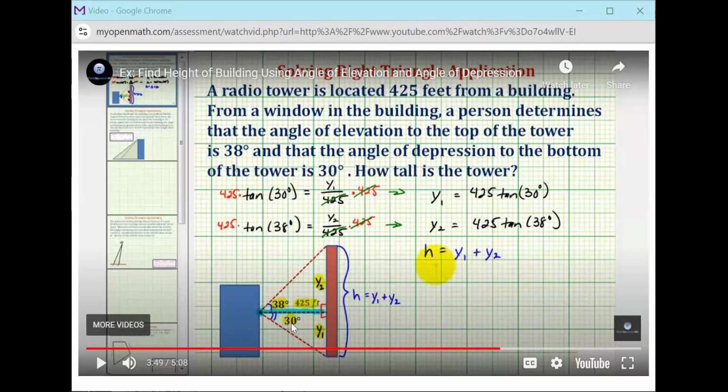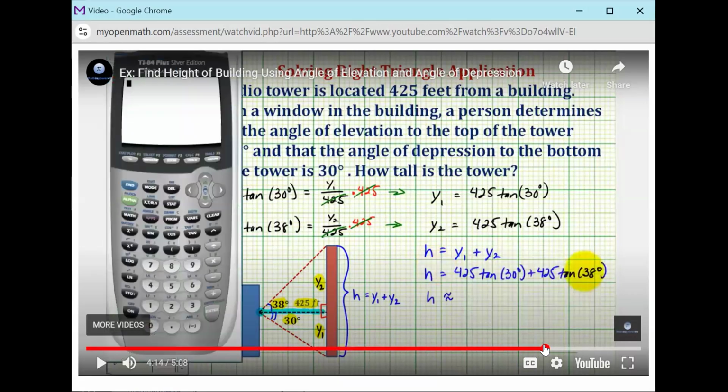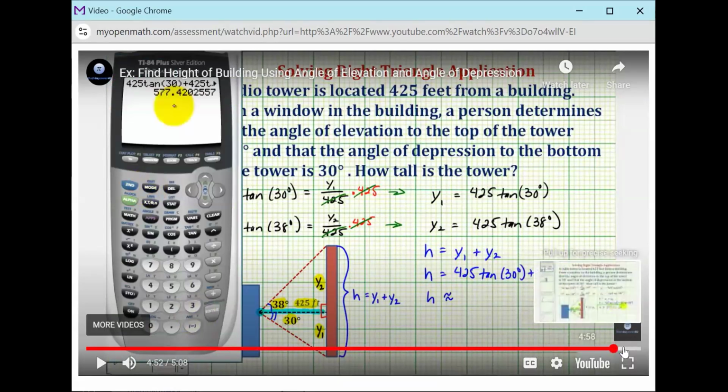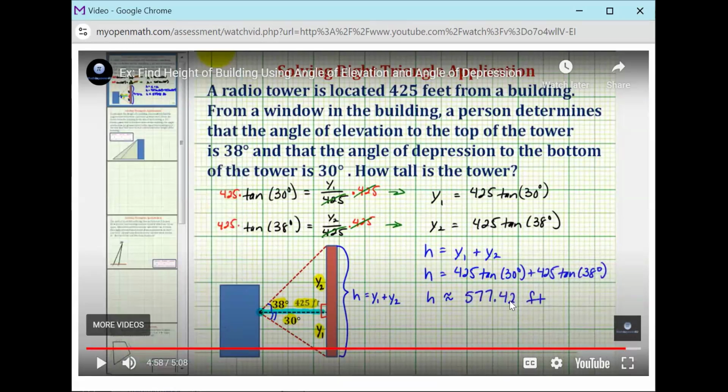So tangent of 30 degrees is equal to y1 over 425, and tangent of 38 degrees is equal to y2 over 425. That will give you y1 and y2, and that will give you the height in total. The height h is equal to y1 plus y2. Calculations on the calculator will give you the approximate value of the height as 577.42 feet.